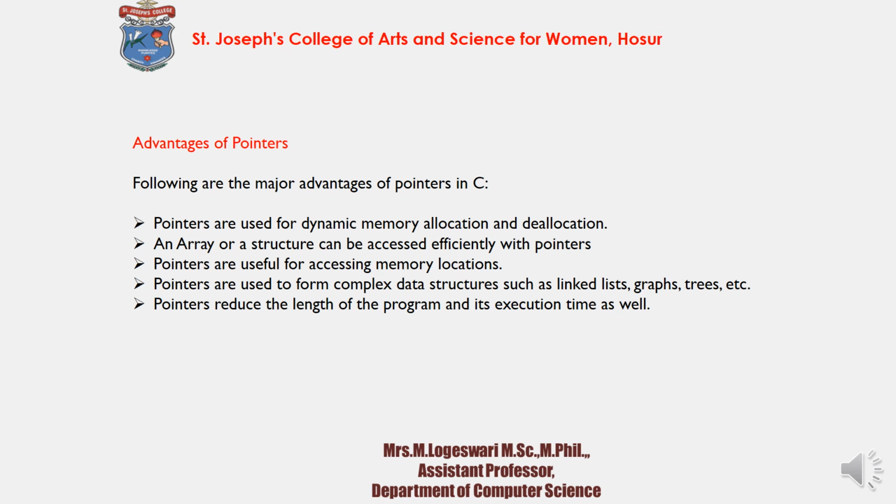Advantages of pointers. The following points are the advantages in C. Pointers are very useful for dynamic memory allocation and deallocation. Arrays or structures can be accessed efficiently with pointers. Pointers are useful for accessing memory locations and are used for complex data structures such as linked lists, graphs and trees. Pointers also reduce the length of the program and its execution time.